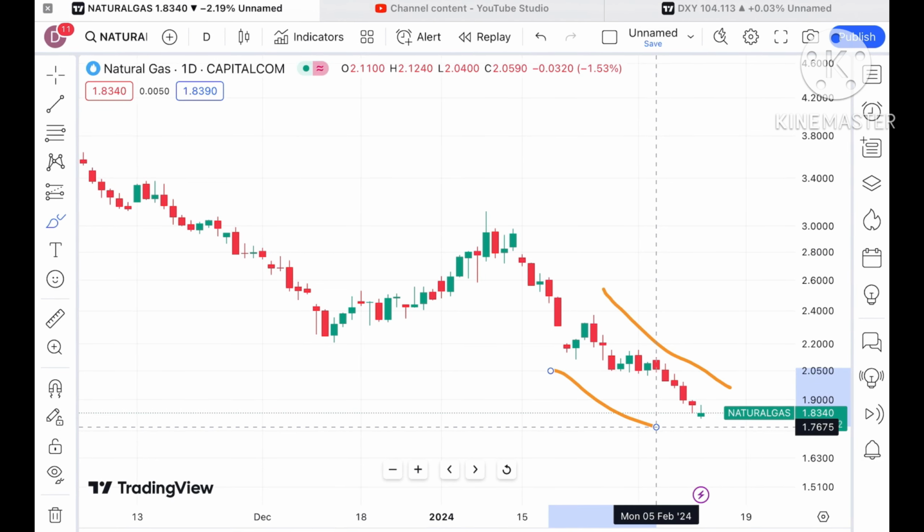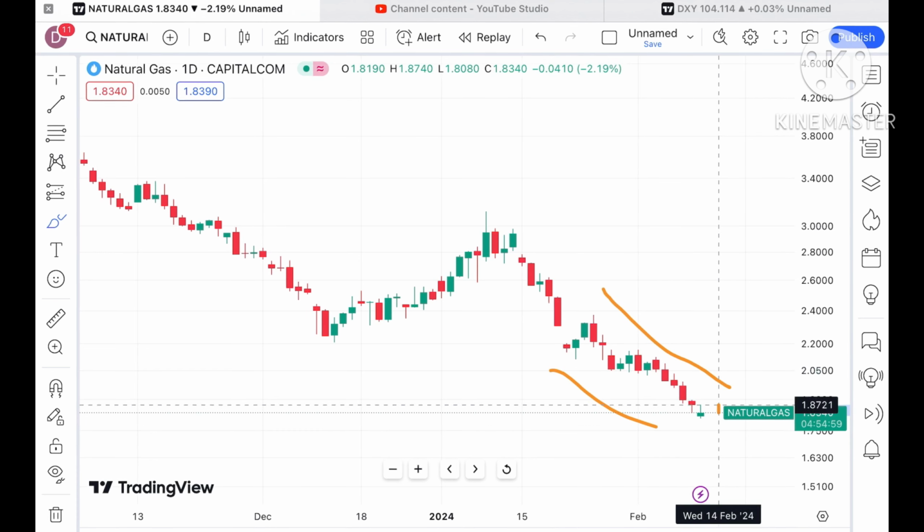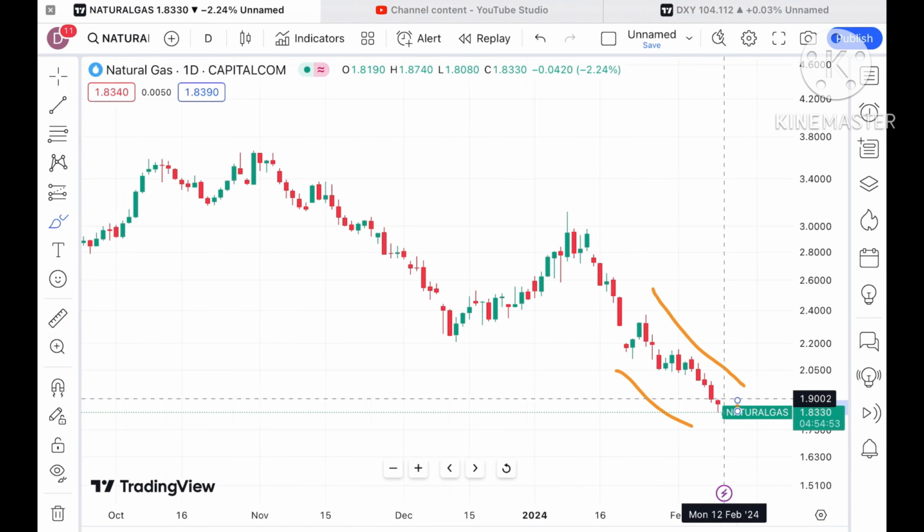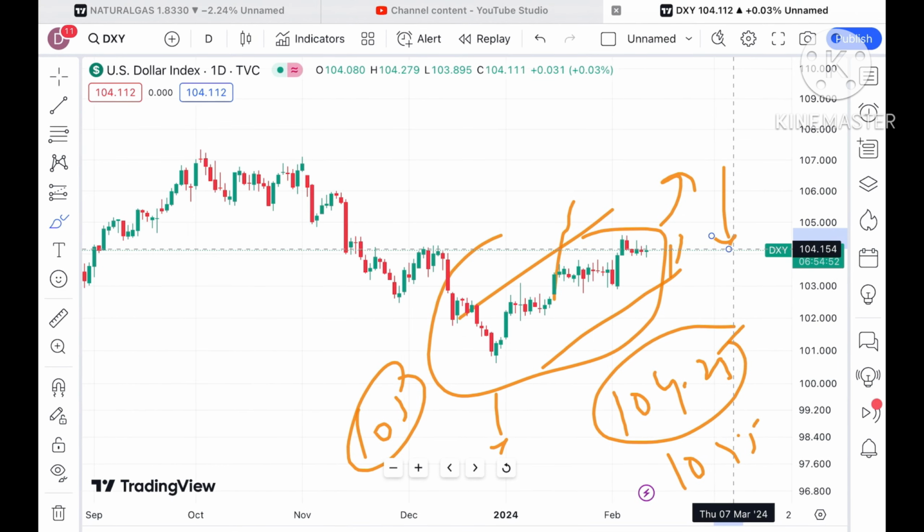Looking at this particular chart, suppose the price falls below this level, we can see a further downfall, because a green candle is forming. If it starts going above this particular level, a level of around $2, then we can see a further upside movement, but chances are high that we can see a further fall.